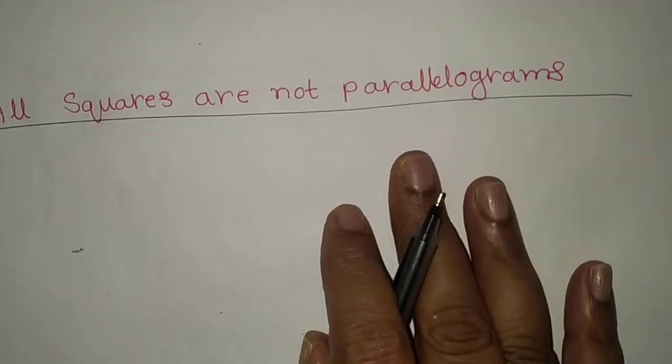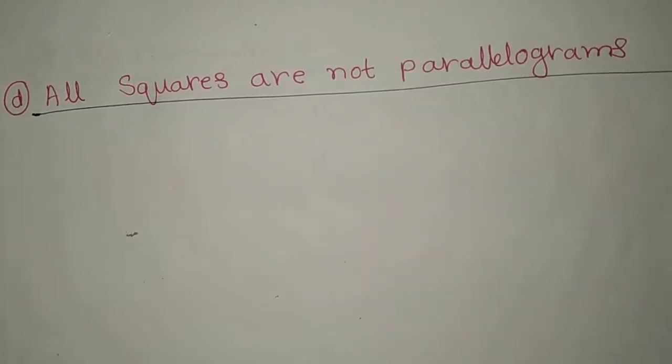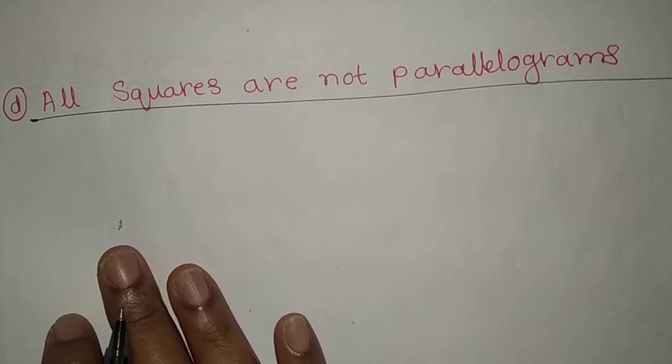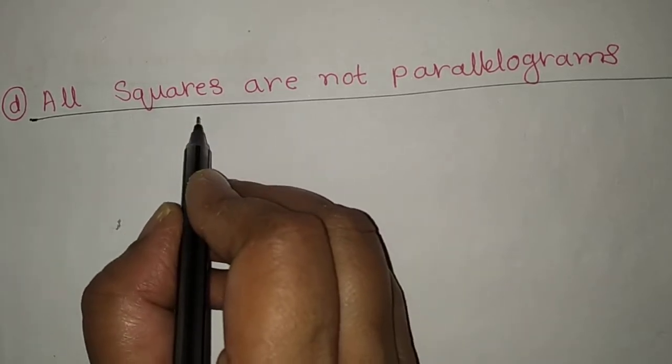So we move on to the D point. D given is all squares are not parallelograms. So the third point is all squares are not parallelograms. So for this, this is false.